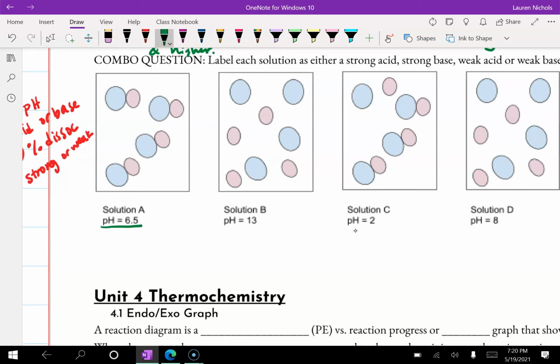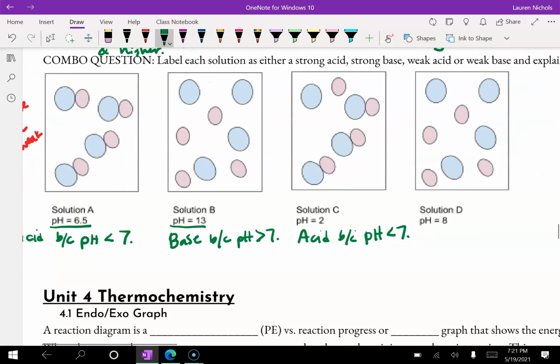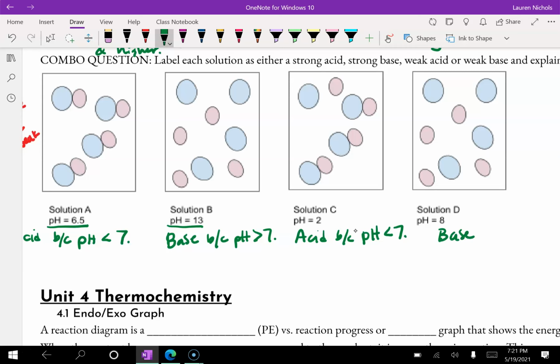So pH 6.5, that's less than 7. So this is an acid because pH is less than 7. Okay, solution B, pH of 13. This is a base because the pH is greater than 7. Solution C, pH of 2. This is an acid because pH is less than 7. And solution D has a pH of 8, so that's a base because the pH is greater than 7. So this we know for sure, but strength we can only make a guess.